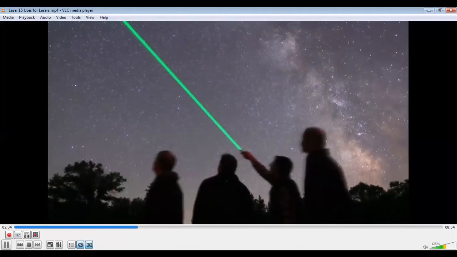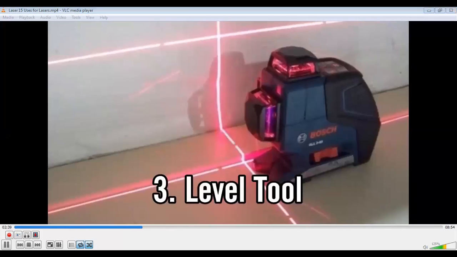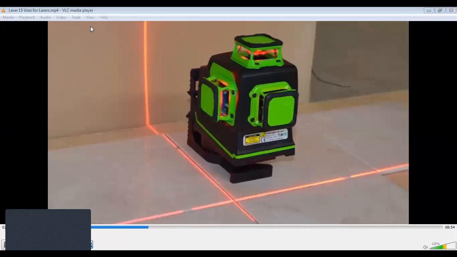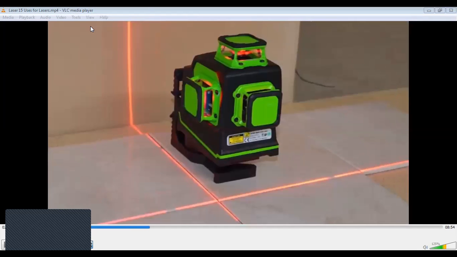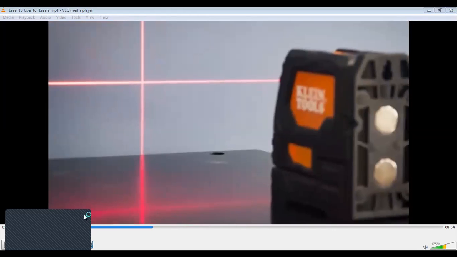Use number 3 is laser levels, and these type of construction tools will allow you to generate laser lines on walls or surfaces to create a more accurate level, get perfect 90-degree angles, and other construction purposes with absolutely perfect lines that you wouldn't otherwise be able to get.